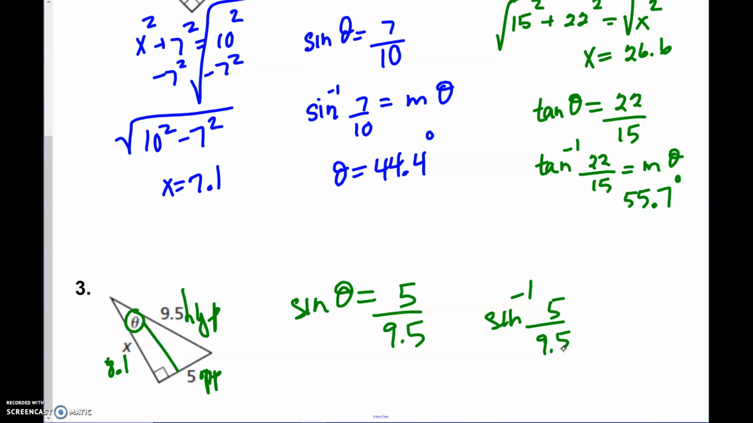Did I do the wrong number? 5 divided by 9.5, inverse sine. I think I did that right. So what do we have? From here we have opposite and hypotenuse. So we should have inverse sine, and I think I'm getting 31.8 degrees. Inverse sine 5 divided by 9.5.